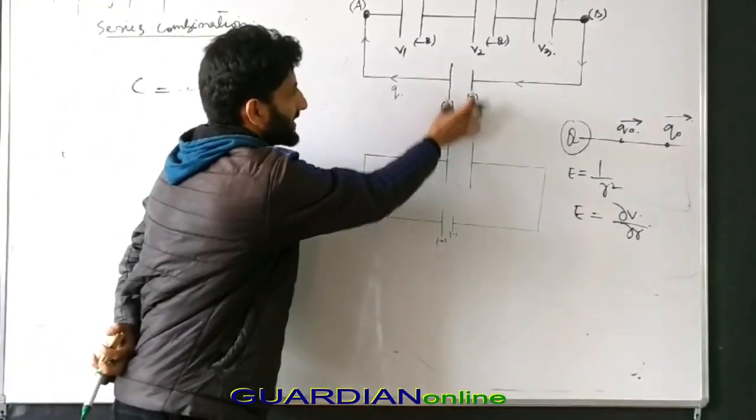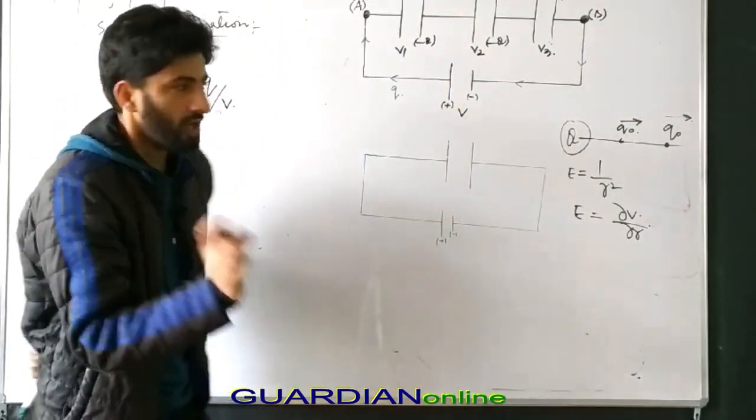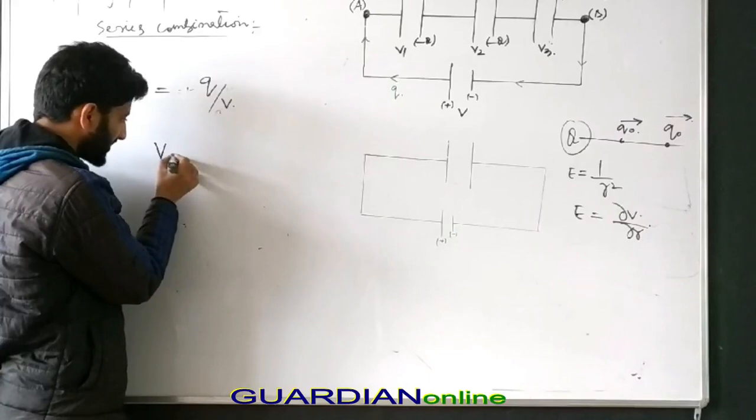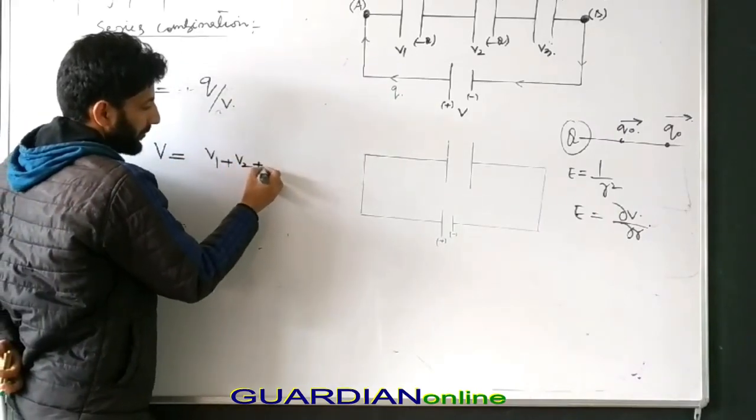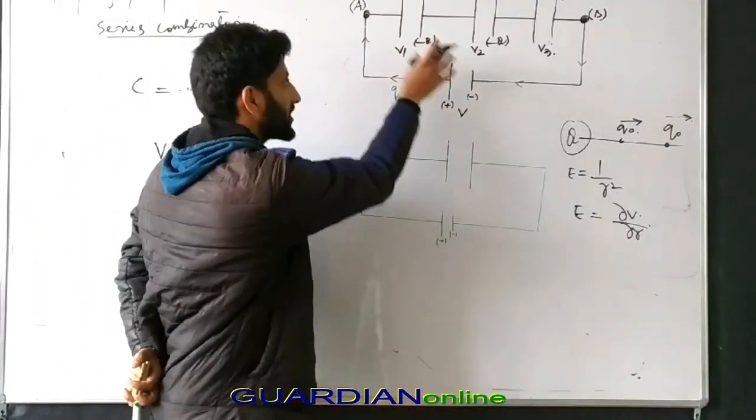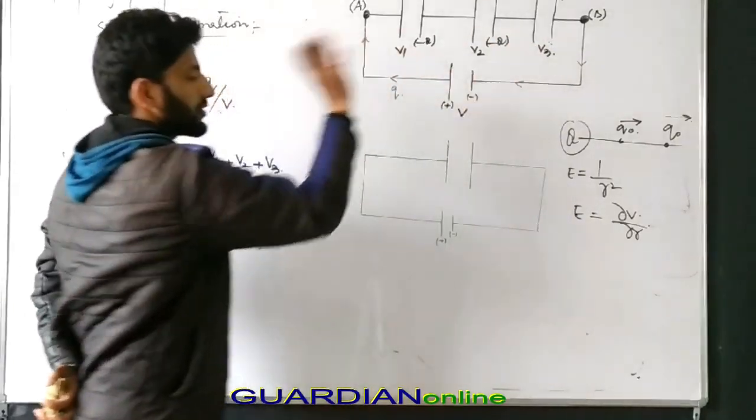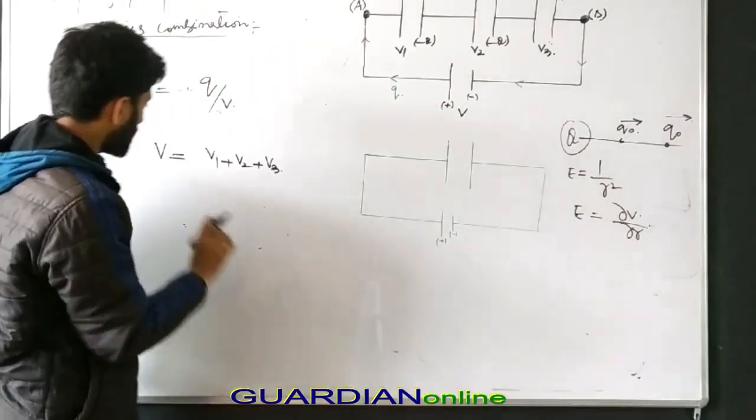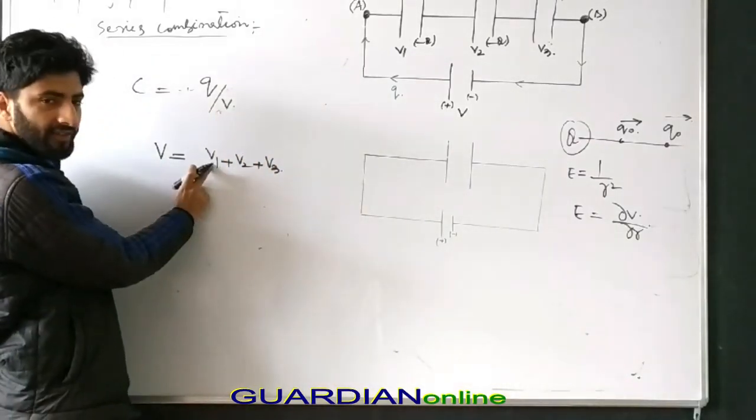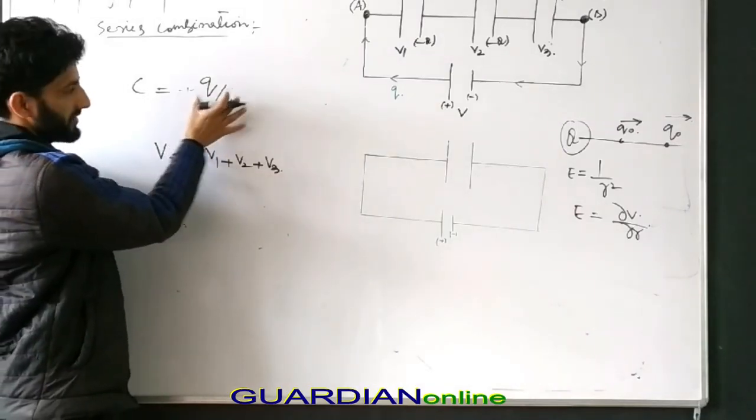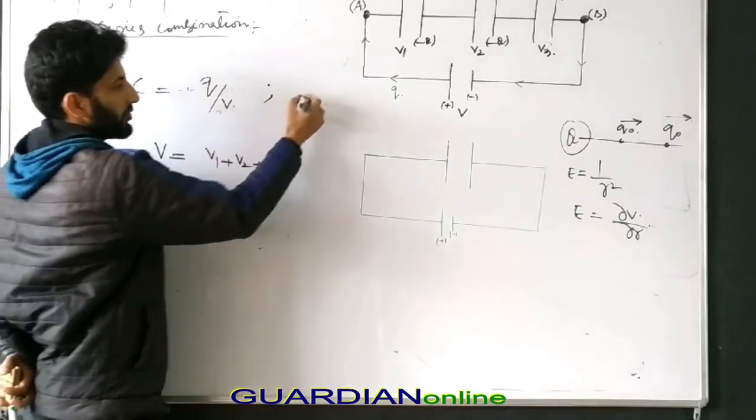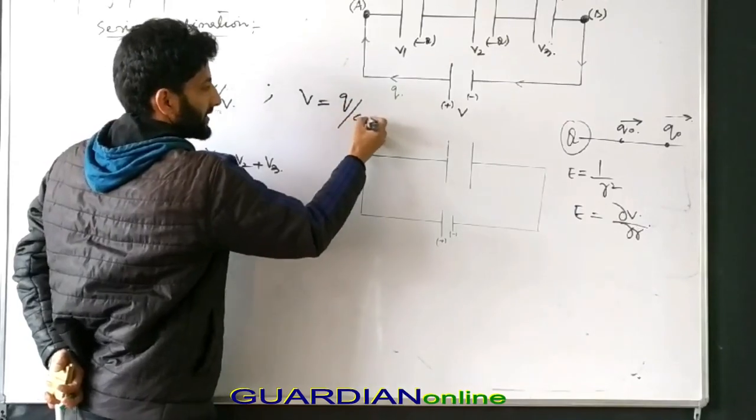Now, potential is a scalar, not a vector, so it follows algebraic rules. The total potential V is equal to V1 plus V2 plus V3, because the total potential is the sum of the drops across V1, V2, and V3. If you take C equal to Q by V, then transposing gives V equal to Q divided by C. This is the general equation.